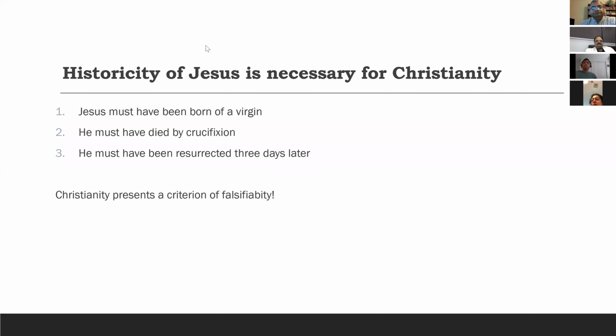In other words, Christianity presents a criterion of falsifiability. And what does this mean? This is something you come across in science all the time. You make a claim, and then that claim can be verified with evidence, and it can be proven true or false. So Christianity is presenting one such claim, and we can either prove it true or prove it false. In other words, if we can prove that Jesus existed as a historical person, then going back to the previous statement of Paul, it's worthwhile for somebody to believe in Christianity. But if the historicity of Jesus is false, then Christianity is completely falsified too.